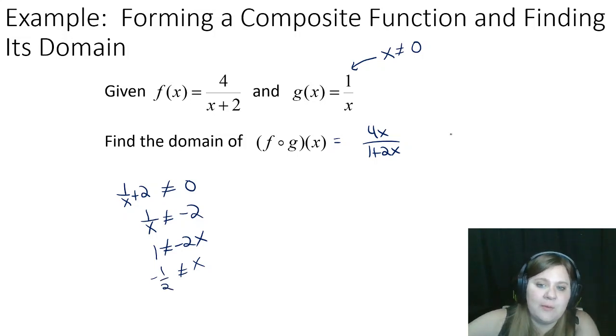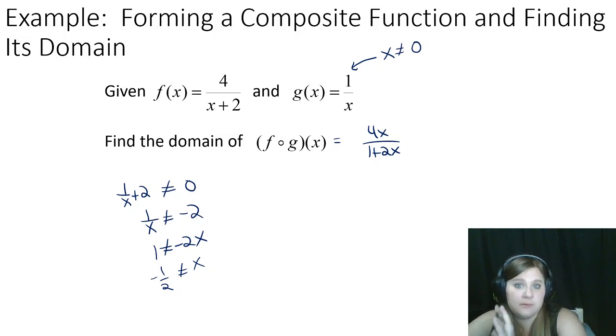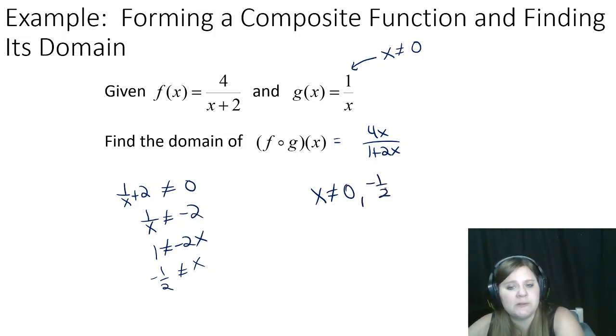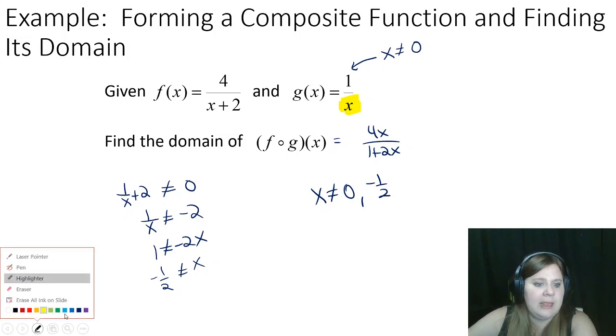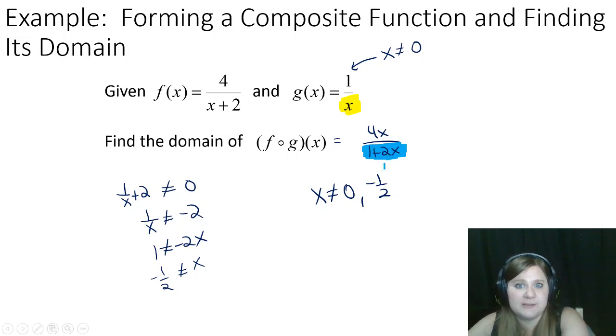And you'll notice that if you found what x couldn't be looking at this function over here, what we got for f of g of x, you would also get that x couldn't be negative 1/2. So that's valid both ways. So x can't be 0 or negative 1/2. Those are the two limitations on the domain. So recap, the 0 causes the problem in g, and negative 1/2 causes the problem in f of g of x.